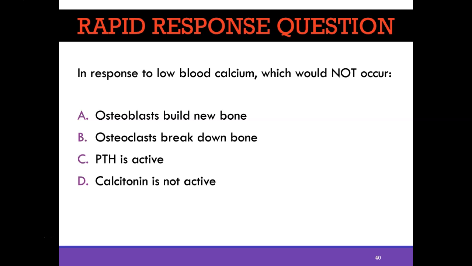But in response to low blood calcium, parathyroid hormone would be active, and that would actually activate osteoclasts to break down bone so we could get more calcium inside the blood. And calcitonin would not be active, right? Because calcitonin inhibits osteoclasts. And we want osteoclasts to break down bone so we can get more calcium in the blood. So the answer is A.